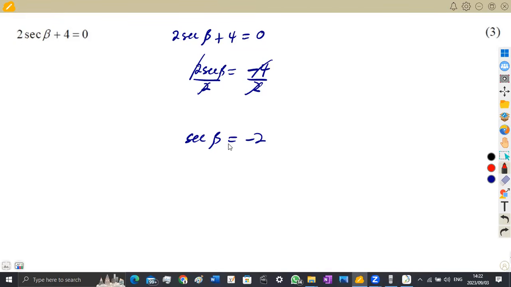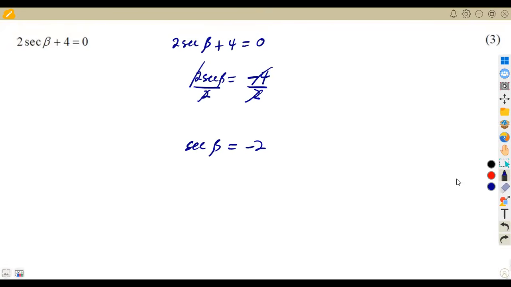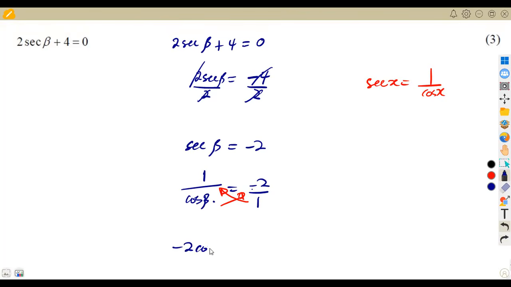So meaning to say, here we are going back and trying to rewrite this in terms of those identities, in terms of those ratios. So sec is taken from where? Remember that sec of x was taken from 1 over cosine of x. So we are going to have 1 over the cosine of beta equal to negative 2. As a fraction, this is over 1. So let's get rid of the fractions, cross multiply. Negative 2 times cos beta is negative 2 cos beta, which is equal to 1 times 1, which is 1.